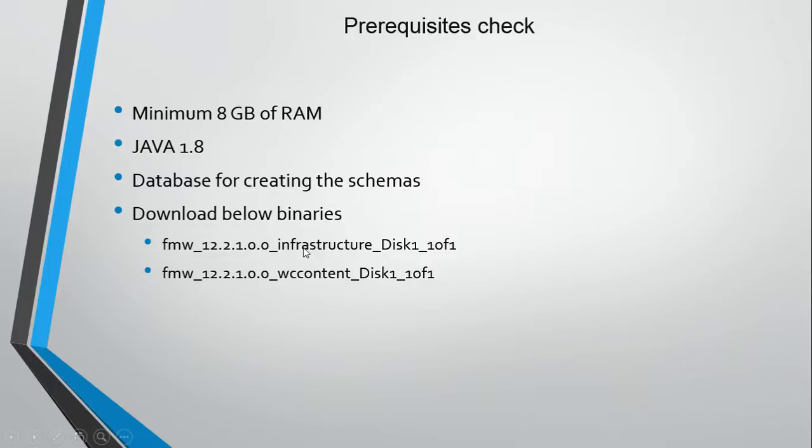And download the below binaries. The first one is the infrastructure binaries, and the second one is the WebCenter Content downloadable files. If you have downloaded them, you should already have these two. So let's start with the installation.